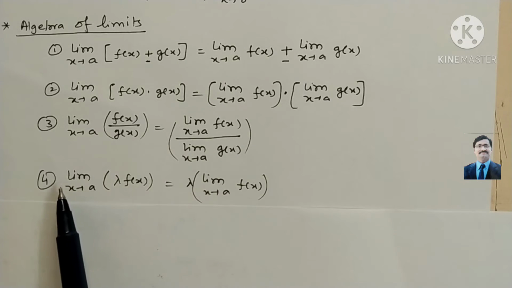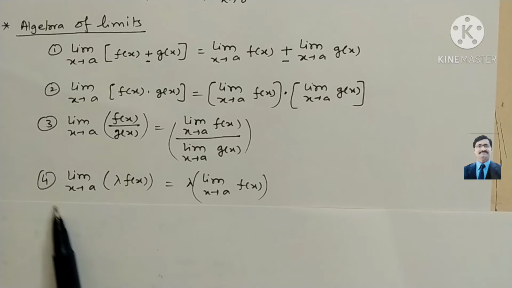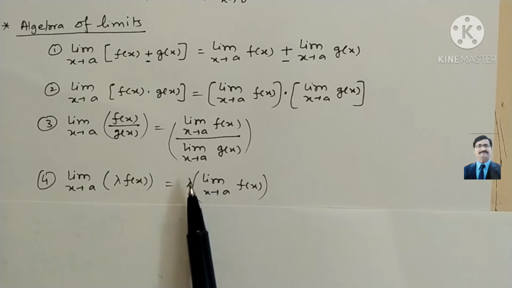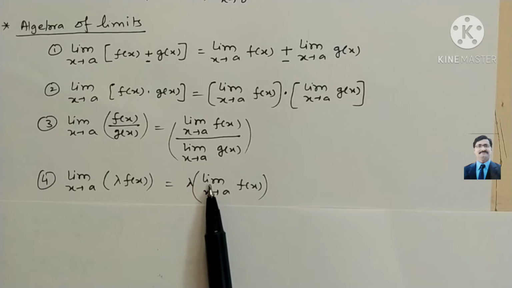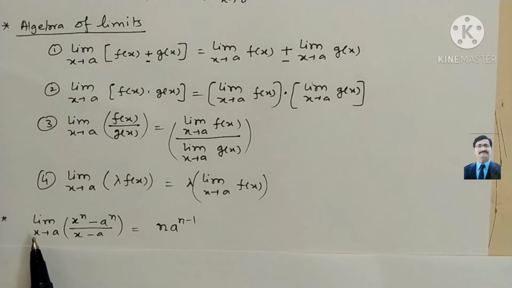Now if you have a constant, meaning limit x tends to a of lambda f(x) is given, this lambda is a constant. This lambda we can take outside, meaning we can write lambda times limit x tends to a of f(x). Now look here, there are some formulas that you have to learn: limit x tends to a of (x power n minus a power n) upon (x minus a).